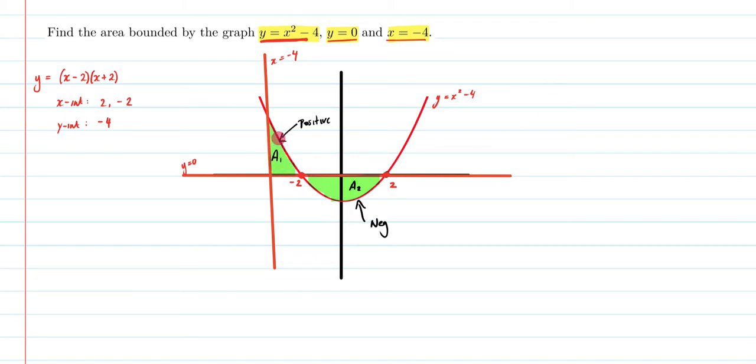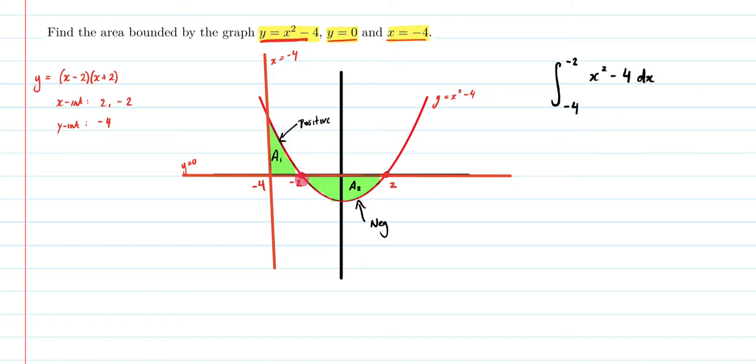First, let's write down the integral for this region right here. Let me just make this very clear that this will be negative 4 there. So it's going to be the integral between negative 4 and negative 2 of my function, which is x squared minus 4 dx.